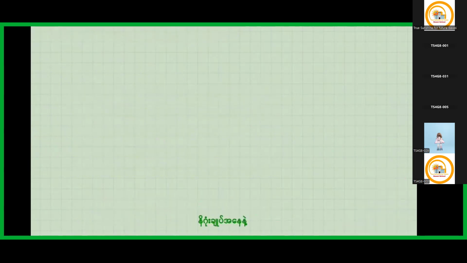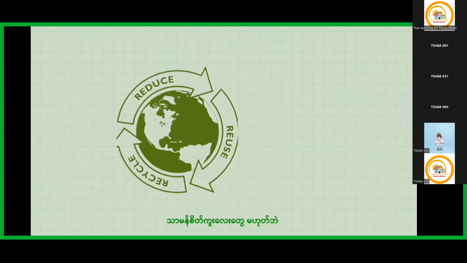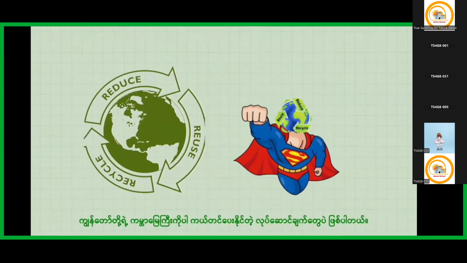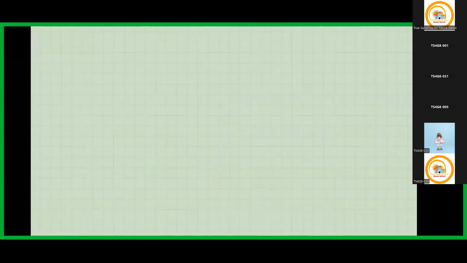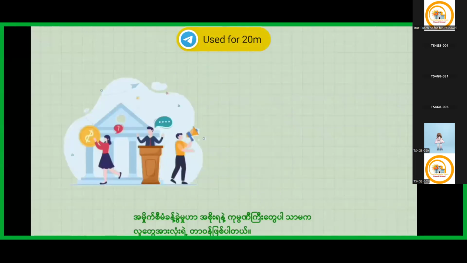Our responsibility. In conclusion, the 3 R's, reduce, reuse, and recycle, are not just ideas. They are actions that can save our planet. Waste management is everyone's responsibility, not just the government's or big companies'.